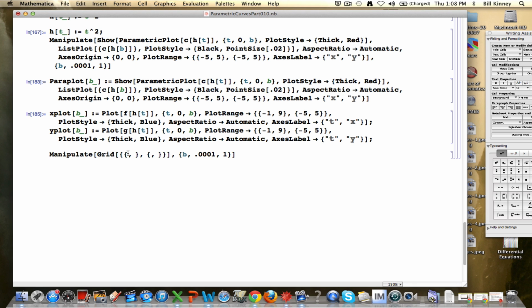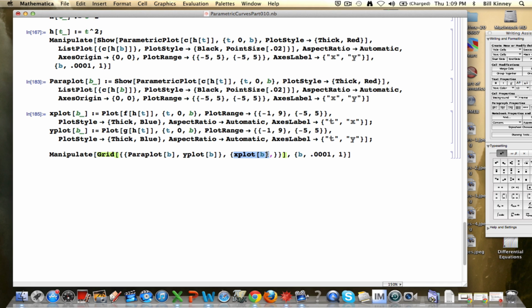Grid puts things in a grid, okay? In this case, a square. I'm going to put paraplot of B right there. I'm going to put y plot of B right here, and x plot of B right here. This is going to put the parametric curve in the upper left corner of the grid. This is going to put the y plot, the plot of the second coordinate of the point as a function of time, in the upper right corner of the plot.